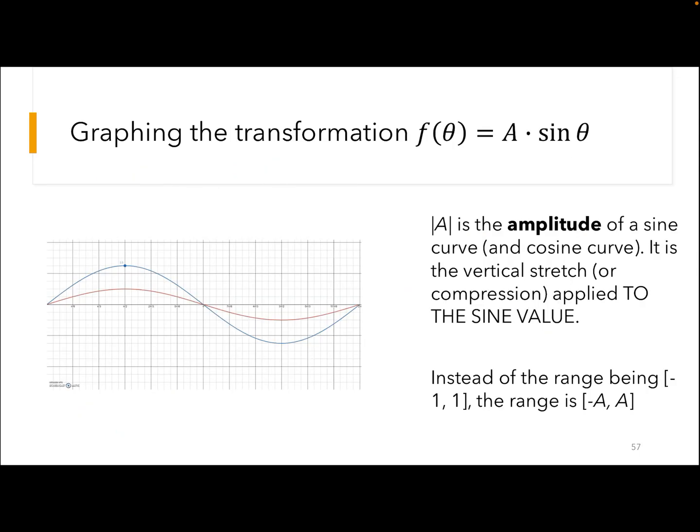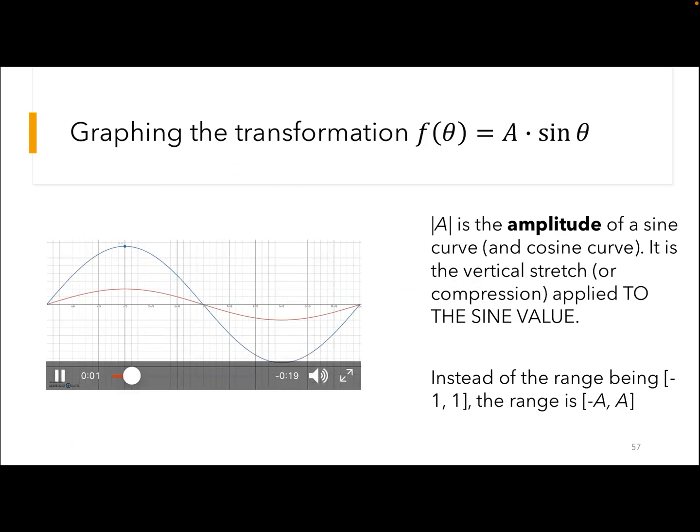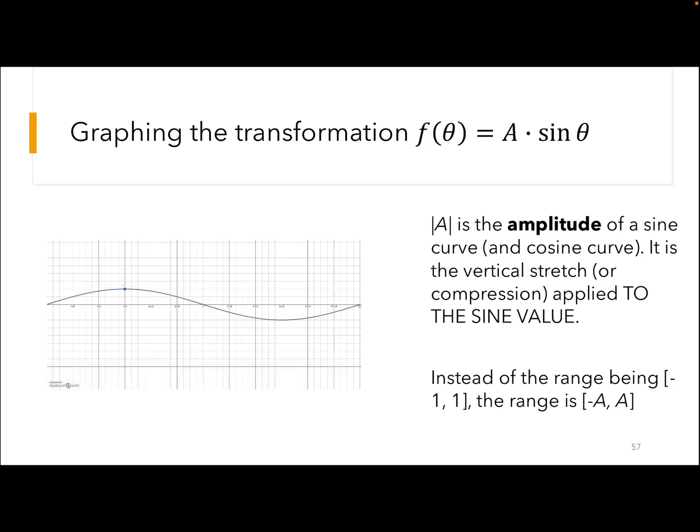Next we have a transformation where we can multiply the sine value by something. That value in the front, A, is the amplitude, and the amplitude is just going to stretch that graph vertically. Now, if we look at this animation, we see that when A is greater than 1, the graph is going to stretch. And just like we know from our first semester, when A is less than 1, the graph is going to flatten. And if A is negative, the graph is going to flip over the x-axis, but it's still going to stretch according to how big A is.